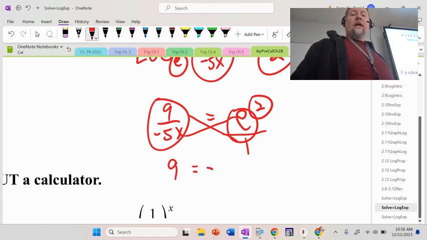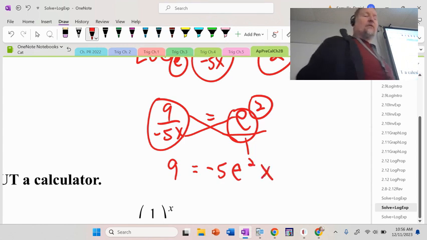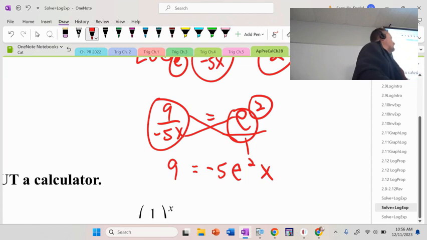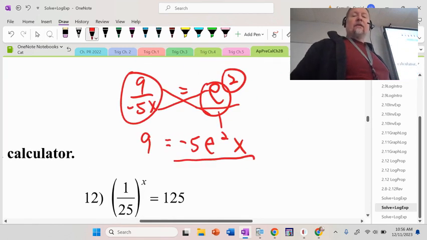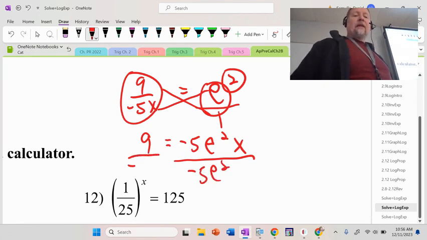And then -5 e squared times x, not of x. That's wrong. All right. And then what do we do next to solve for x? We divide by negative 5e squared. And this is not bad to go through.